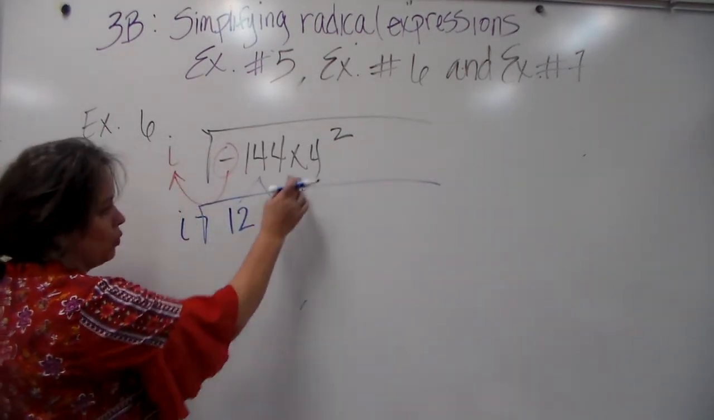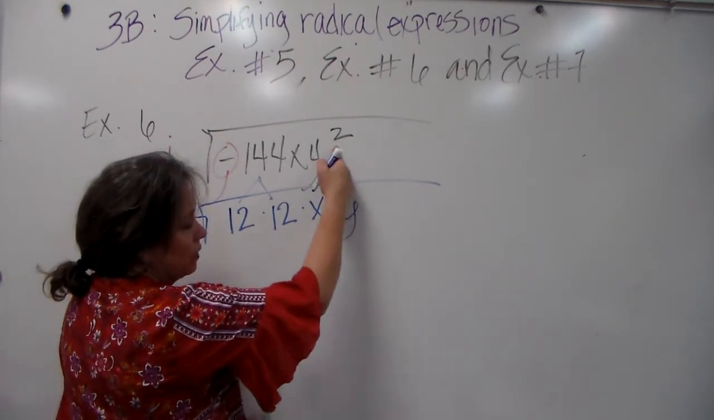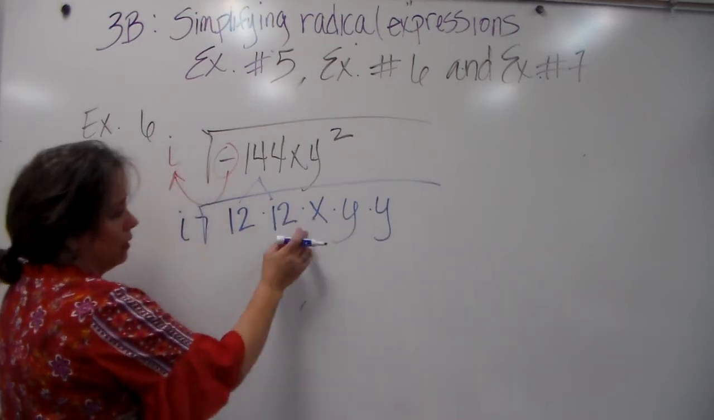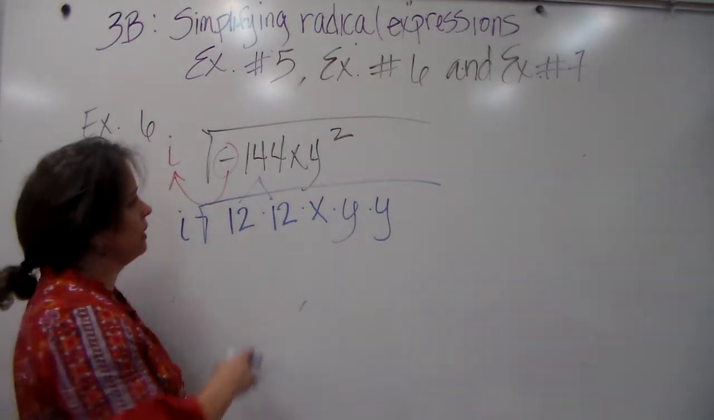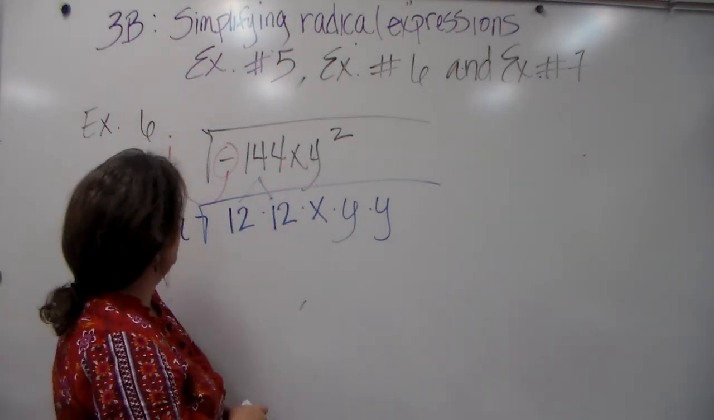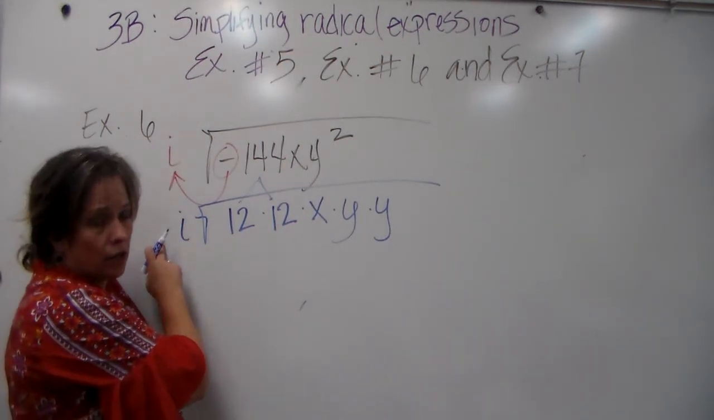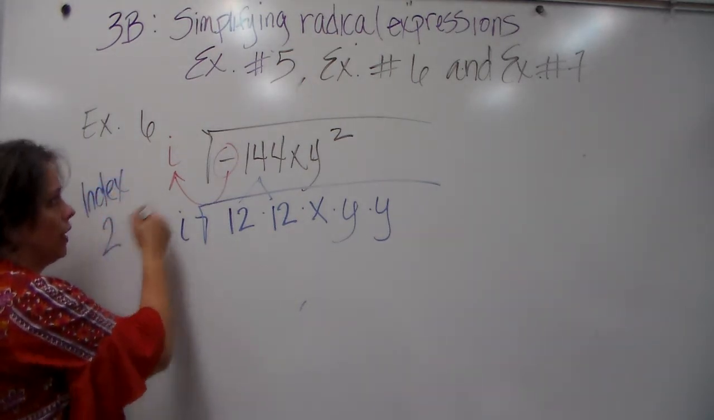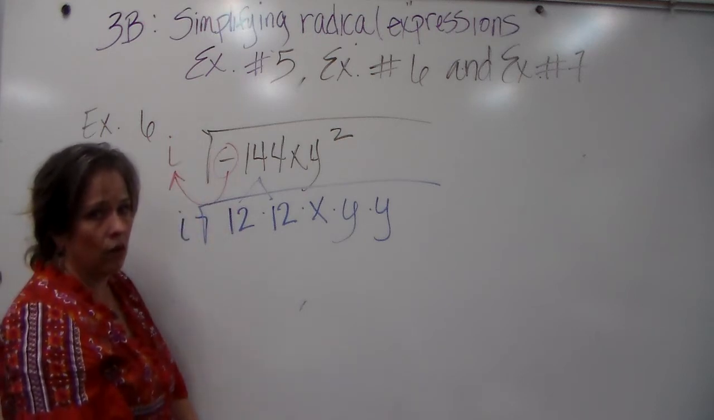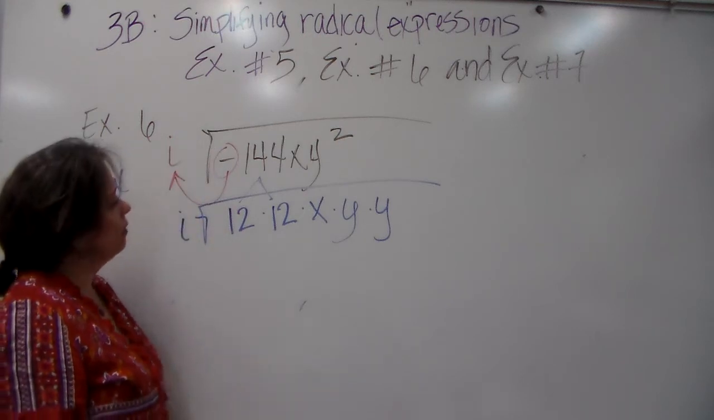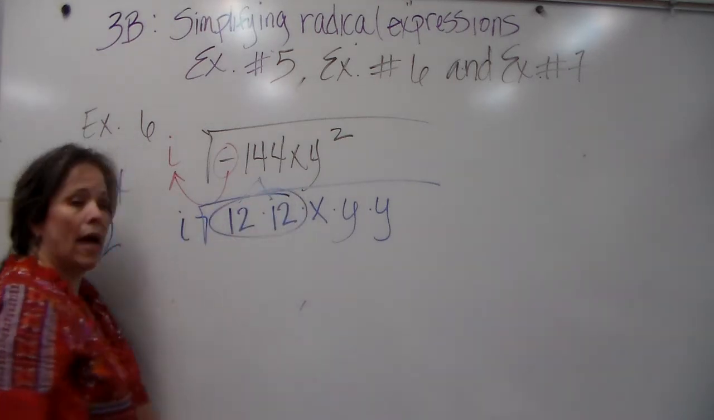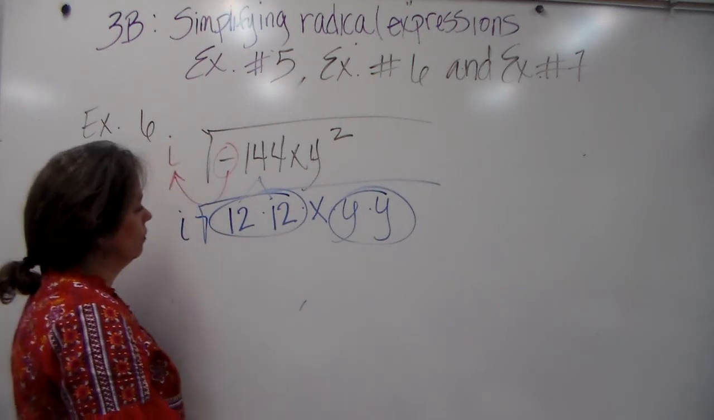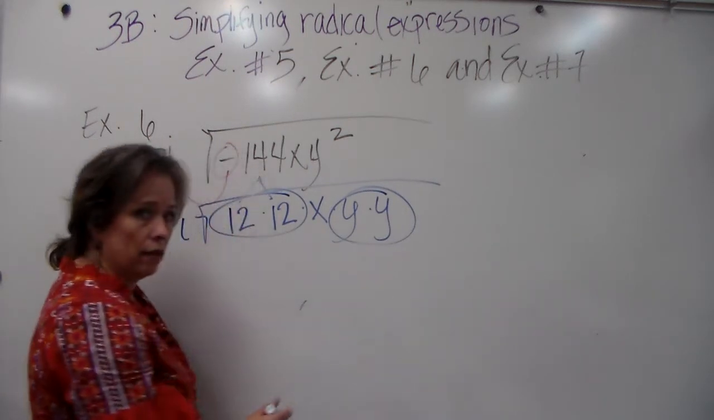Now we're gonna stretch out our variables, okay? So we'll have 12 times 12 times x times, and we have an exponent of 2 on the y. That means we have 2 y's multiplying on the inside, just one of the x's, okay? And we didn't forget about our i term. And since we have an invisible index of 2, when we don't see a number outside our radical, we know our index is 2, okay? That means we need to have matches of 2 in order to break anything out of our radical. Okay, we're multiplying on the inside.